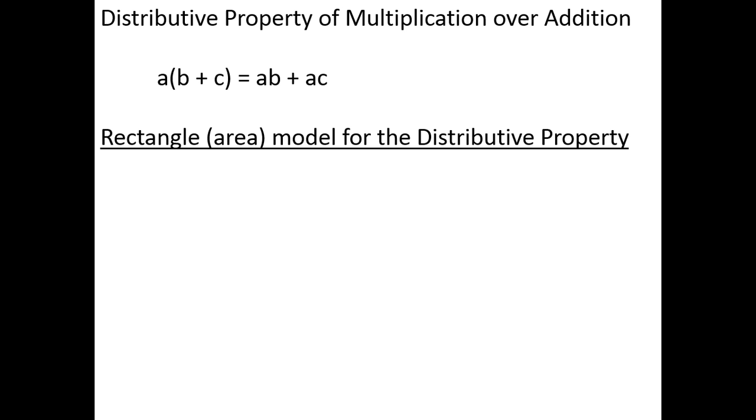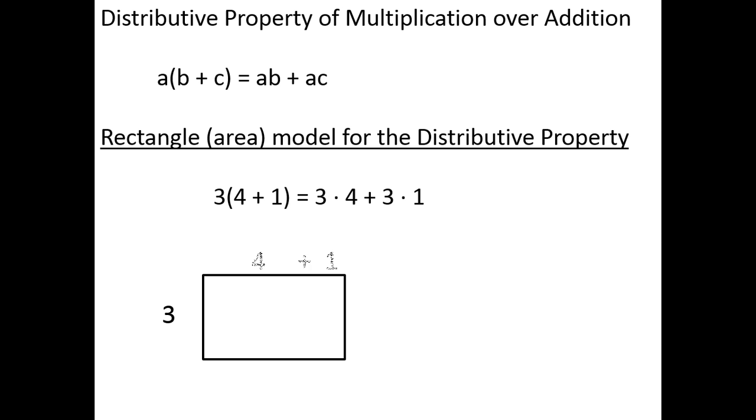So we're going to use a rectangle model to illustrate 3 times the quantity 4 plus 1 equals 3 times 4 plus 3 times 1. So here's how we can do that. The rectangle is going to show 3 on one side and 4 plus 1 on the other side. So here's how we'll show that that's 4 plus 1. We'll actually divide this rectangle into 4 columns on one side and 1 column on the other. Now that illustrates the left side of that equation.